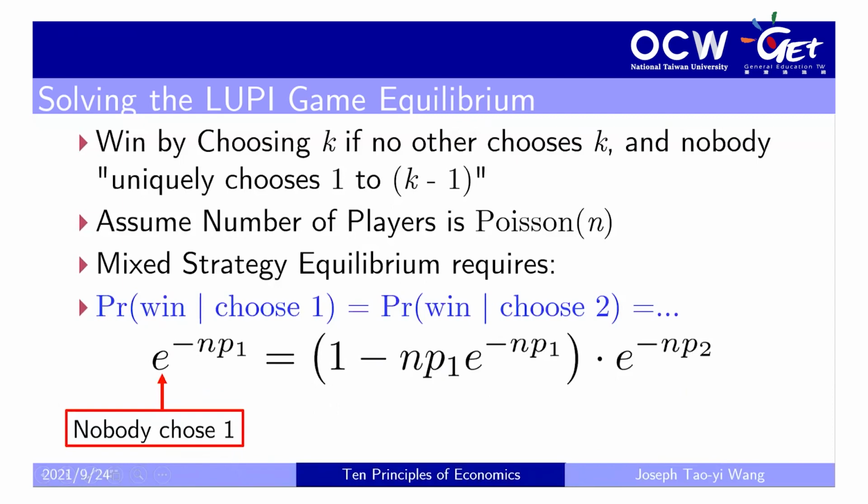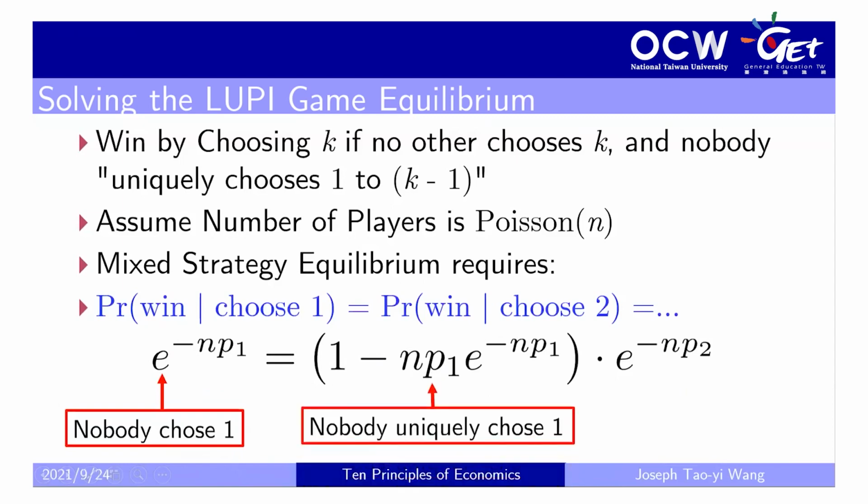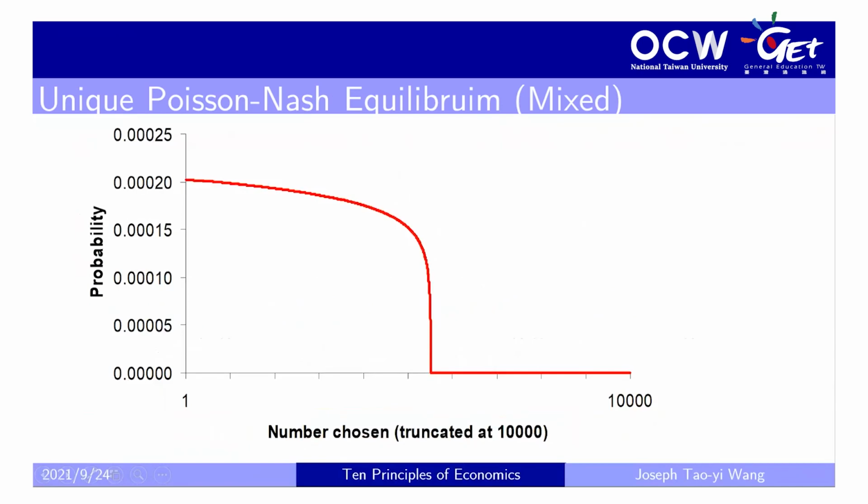Oh, by the way, this part will not be on the exam, so you shouldn't worry if you don't get this. But okay, so if nobody chooses 1, that's the probability that you win by choosing 1. And to win by choosing 2, nobody is uniquely picking 1 and nobody choosing 2. All right, so you have 99 equalities and all the probabilities add up to 1. So you have 100 equations and 100 unknowns. So you can solve this mixed strategy equilibrium.